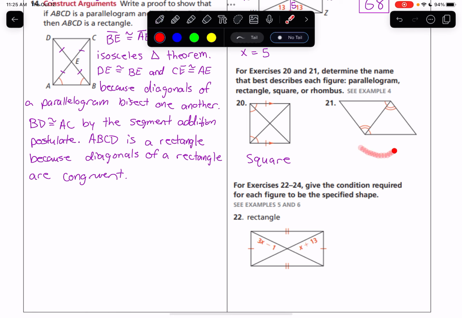In number 21, we see we have these alternate interior angles that are congruent, which means the top side and the bottom side have to be parallel to each other. We also see these 2 arc angles, which are congruent. That's another pair of alternate interior angles that this time means the left side and the right side must be parallel to one another. So the clues here tell us that this is a parallelogram because it has 2 pairs of parallel sides. And it doesn't have anything else either. It just has 2 pairs of parallel sides.